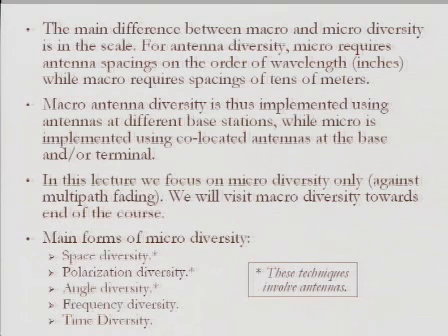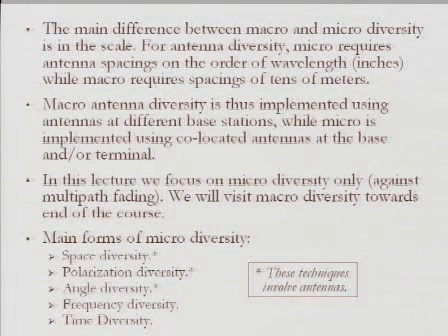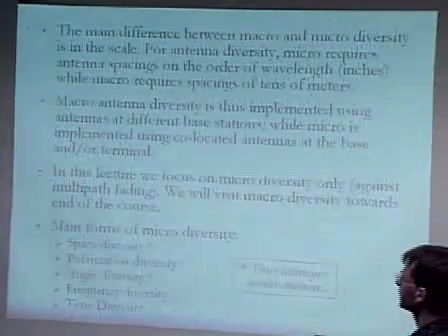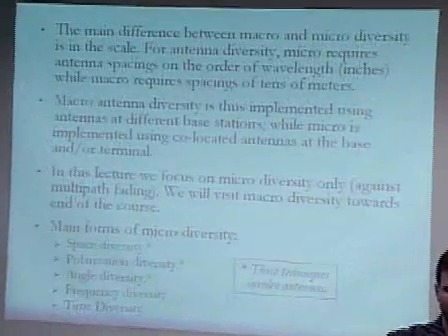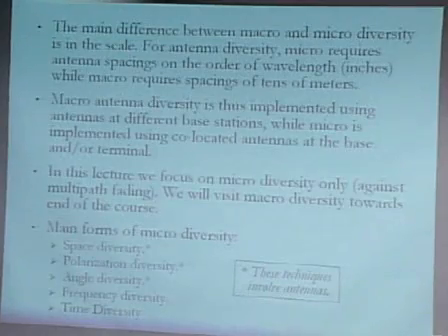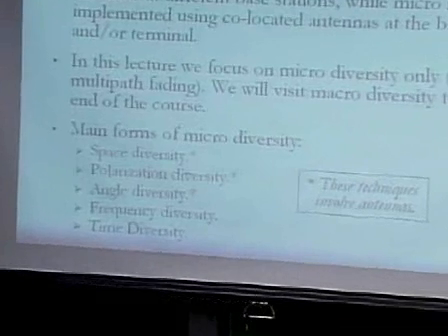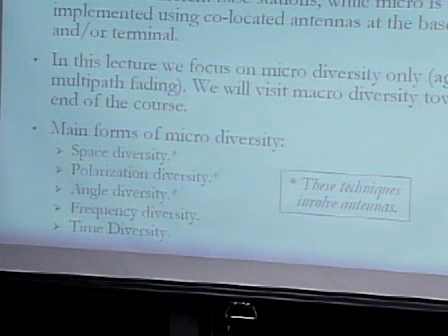Our focus is going to be only on microscopic diversity, which is the one that mitigates multipath fading. And a lot of the ideas will carry over to macroscopic as well, but we'll focus, to be specific, on microscopic. And there are essentially 5 forms of microscopic diversity. There are 3 of them, the ones indicated with a star, that involve the use of antennas. So one is space, where you just use antennas that are spaced out. The other one is polarization, where we use antennas that have different polarizations, for example, typically orthogonal. The third one is angle diversity, where you use antennas that are pointing in different directions. And then on top of that, you can use frequency diversity and time diversity.